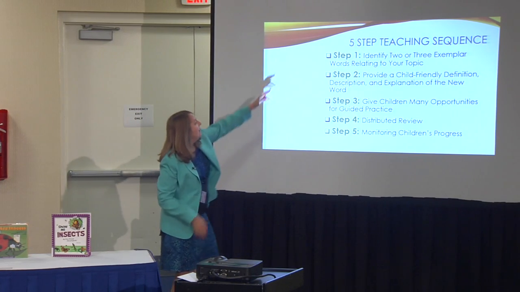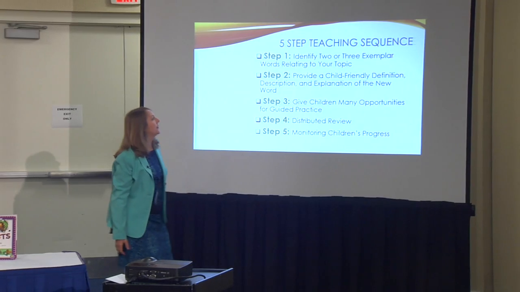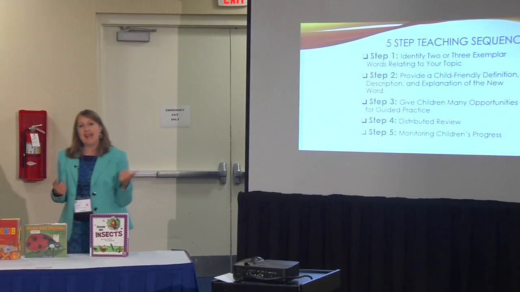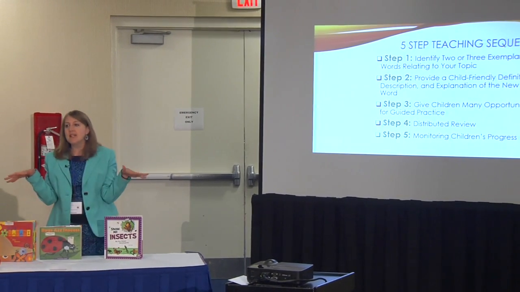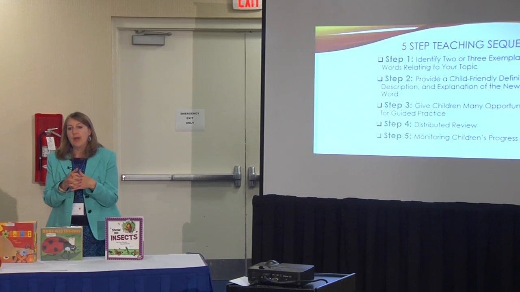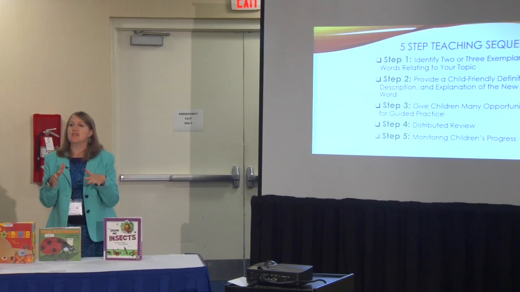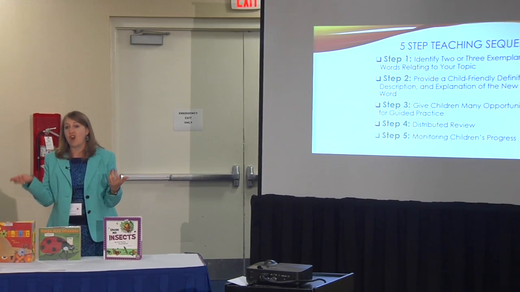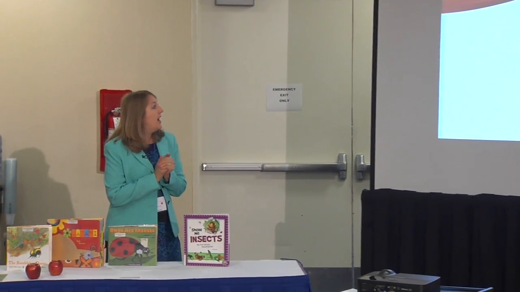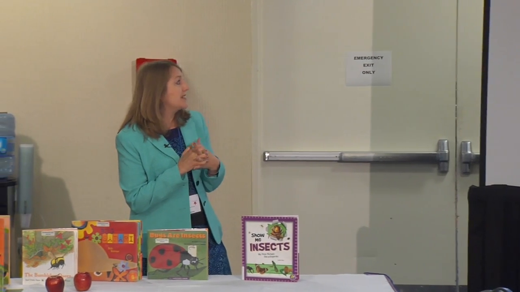Spider, okay. So, teaching sequence: you want to identify 2 or 3 exemplars for your topic. For insects, I would choose an ant because almost all the kids have an experience with ants at some point. Or like pets, oftentimes the one you're using as your first example would be one they're familiar with. It might be a dog for pets because that's one of the most common pets. And then you're going to provide a child-friendly definition, description, and explanation of new words.